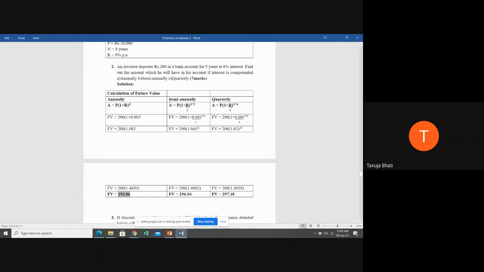Next, for semi-annually, my formula will remain the same. Only what you have to do is multiply n by 2 and divide r by 2. So everything remains the same. 200 in the bracket 1 plus 8% divided by 2. When you divide 8 by 2, you get 4, that is 4%. And here 5 into 2. Why semi-annually? Because half yearly.